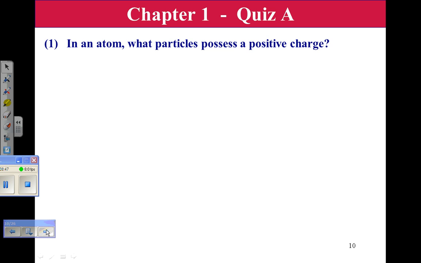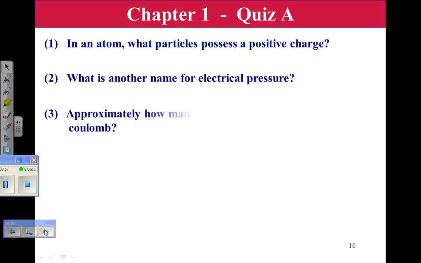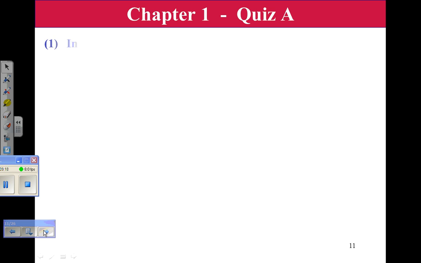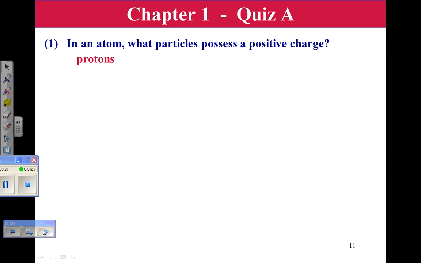All right, a little quick quiz on what we've just gone over. In an atom, what particle possesses a positive charge? What's another name for electrical pressure? Differential pressure, by the way. Approximately how many electrons are contained in 1 Coulomb? How many amperes are flowing in a conductor if 3 coulombs of electrons flow past a given point in a wire in 1 second? And what is the unit of resistance? Let's look at those questions again, and now we'll look at them with the answers.